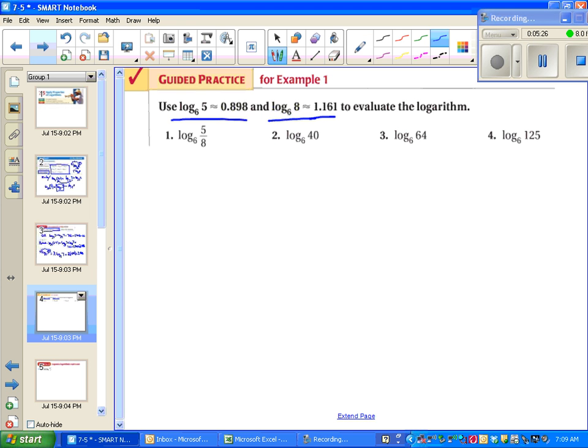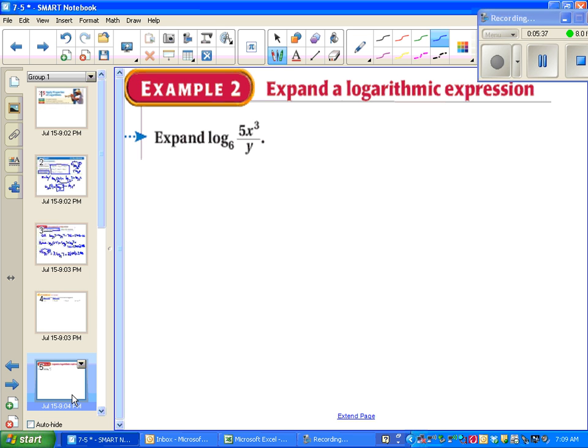Next up, we're just going to use those same properties to split everything up. It's called expanding a logarithm. If we look at this, the one thing that affects everything on the inside is the division sign. So we're going to use the quotient property first. The quotient property says we can split up logs by taking whatever's on top minus whatever's on bottom.